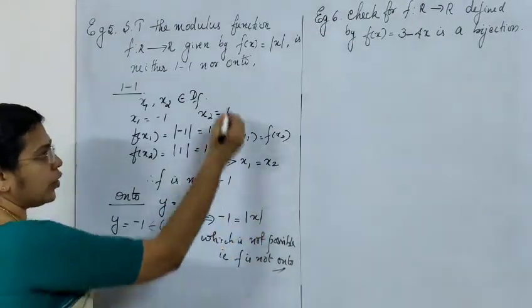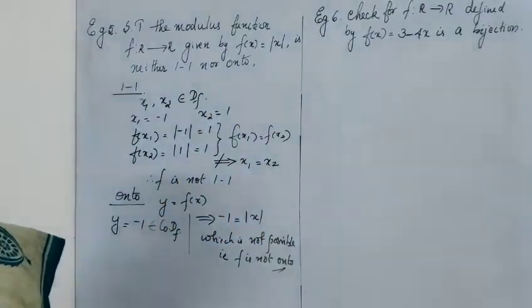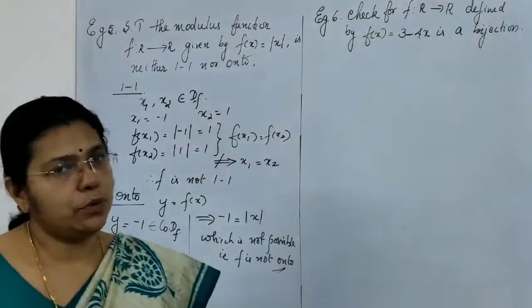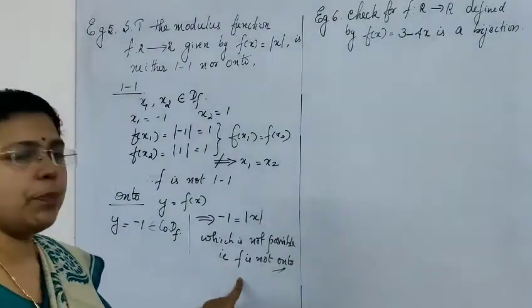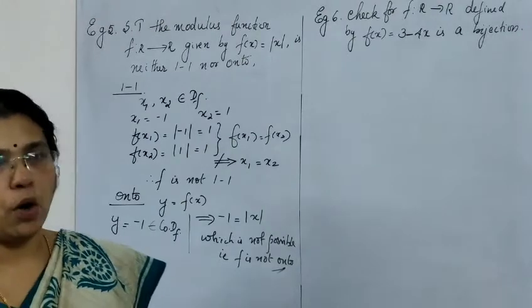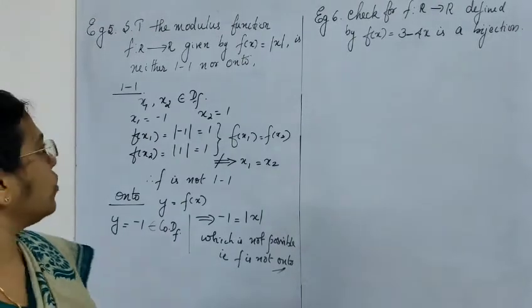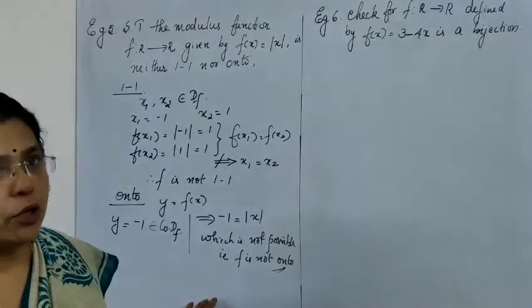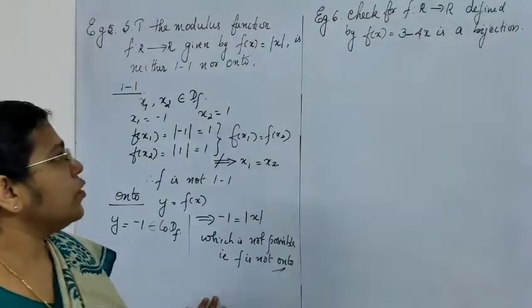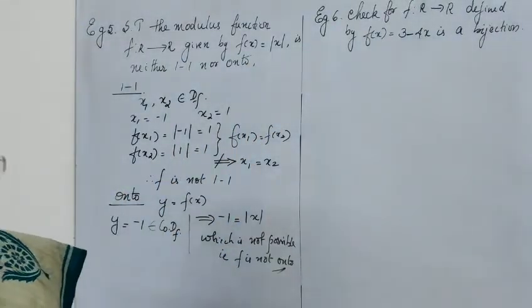Minus 1 is equal to what is f of x? Mod x. Can mod x give a negative value? No. Therefore, this is not possible and f is not onto. Am I clear? So this function is neither 1-1 nor onto. Okay, so moving on to the next question.